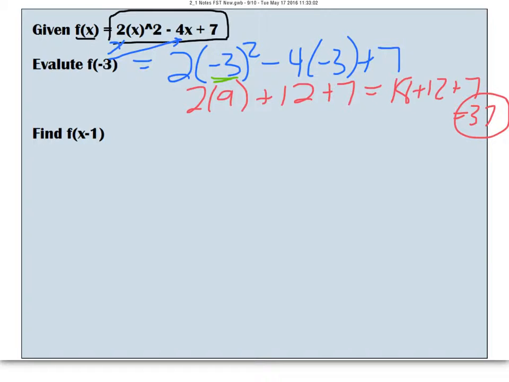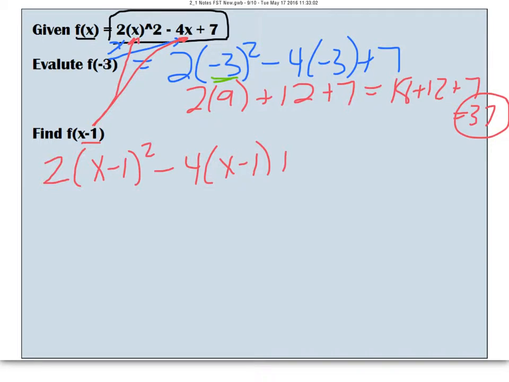Another format is what if we put a binomial expression in for x. So what we have to do in this case is put this in for x here and here, and then be very careful in our distribution. So this would be 2, and then in parentheses x minus 1 squared minus 4 times x minus 1 plus 7. Now be careful, we do have to do exponents before we multiply with PEMDAS, so we have to do x minus 1 first.